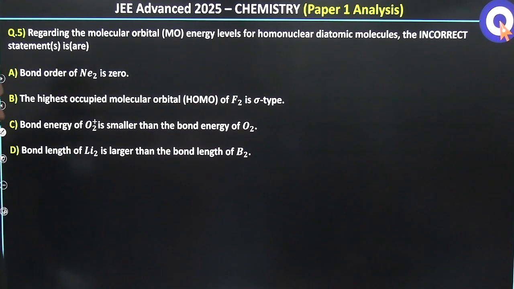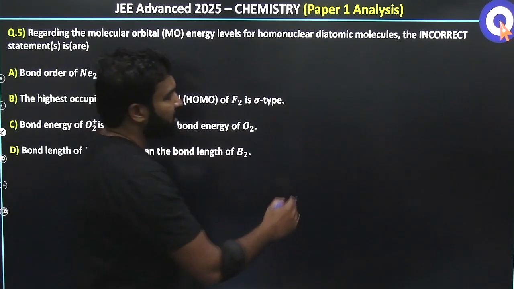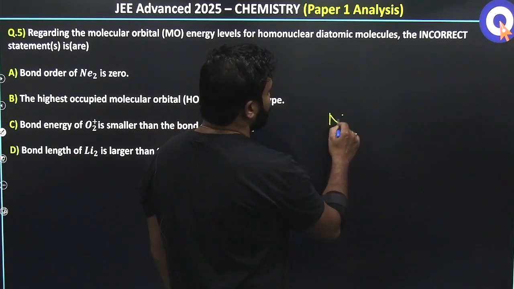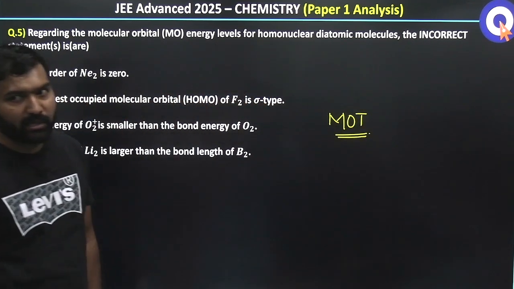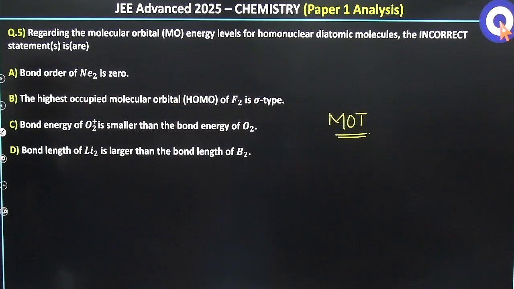So the next question is from what? By seeing the question we can say that it is from chemical bonding, and mostly from which topic? Molecular orbital theory, which is a very important concept, and every time we can expect a question from molecular orbital theory. Alright, let us read the question.